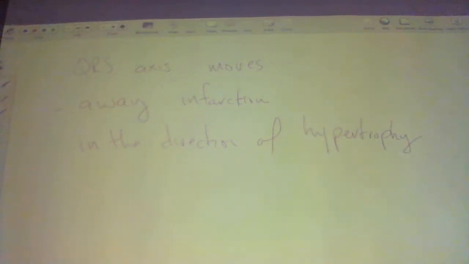So if you think about this, if tissue dies, if it infarcts, it makes sense that the QRS axis will move away from this because, comparatively speaking now, the other side, the non-infarcted side, has more muscle mass than the infarcted side, and we know that it moves in the direction of more muscle mass. This goes along with rule number 2, which is the QRS axis always moves in the direction of hypertrophy, because the more muscle mass that exists on one side, the more it draws the overall QRS vector in that direction. So the axis moves away from infarcted tissue, it moves in the direction of hypertrophy.